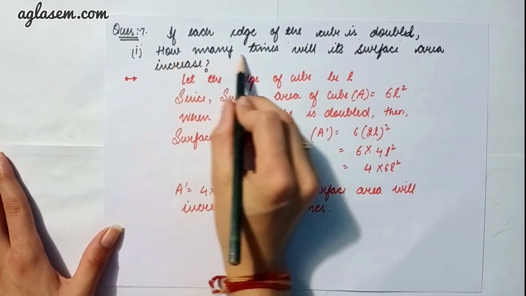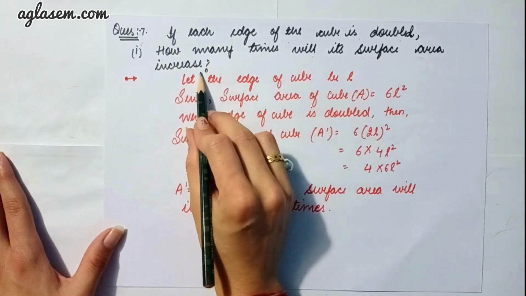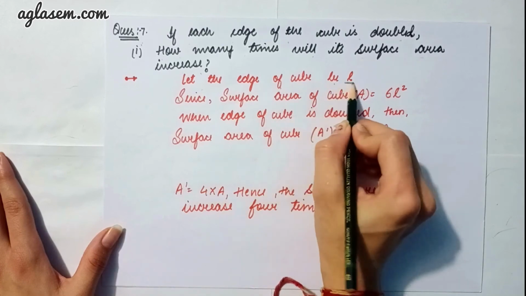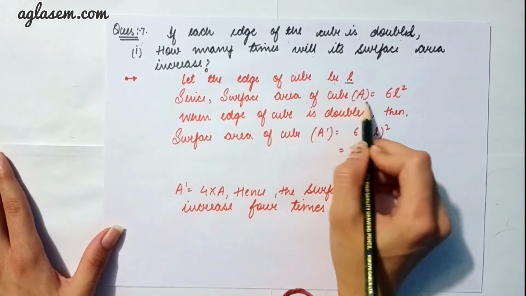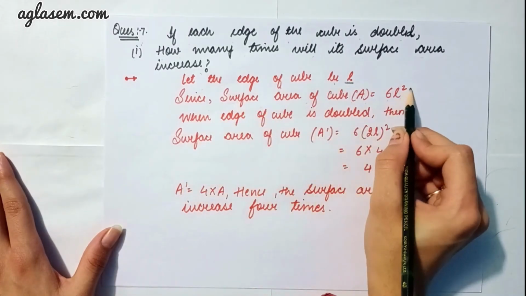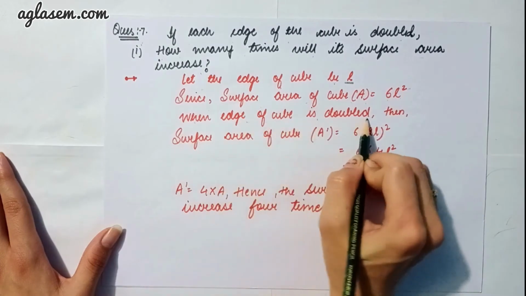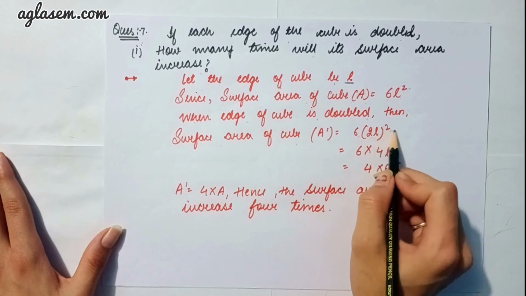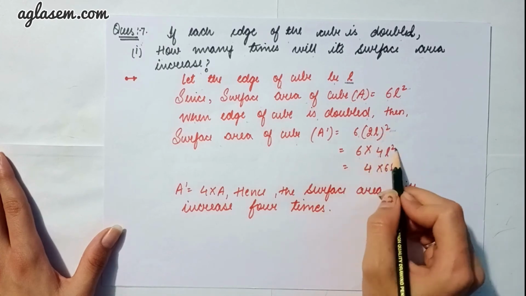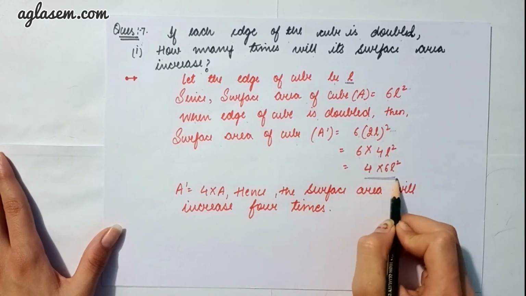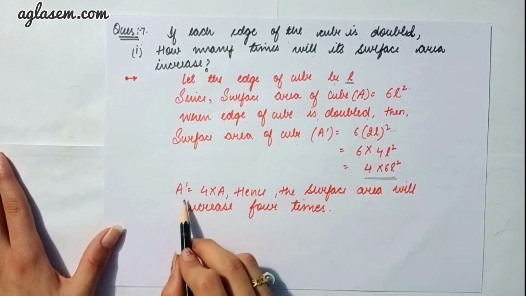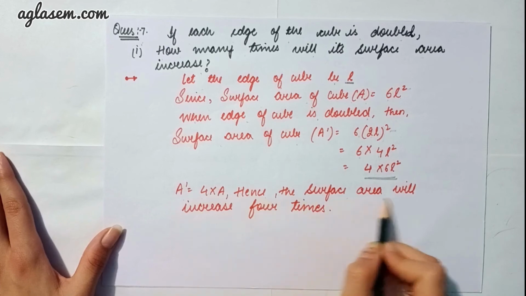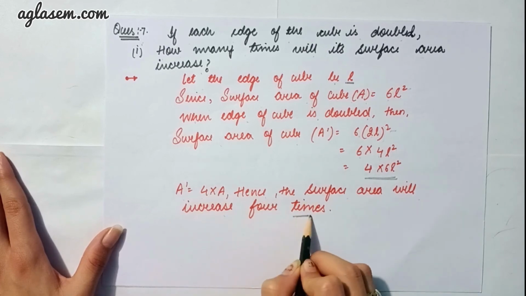Moving to the seventh question, which says, if each edge of the cube is doubled, first part, how many times will its surface area increase? So the answer is, let the edge of the cube be L. Since surface area of cube, that is A, is 6L square, when the edge of the cube is doubled, then surface area of cube will be 6 into (2L) whole square, that is 6 into 4L square. So A dash equals 4 into A, hence the surface area will increase 4 times.